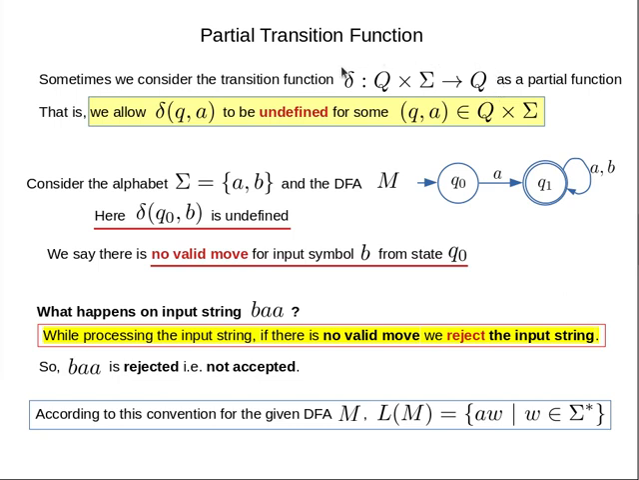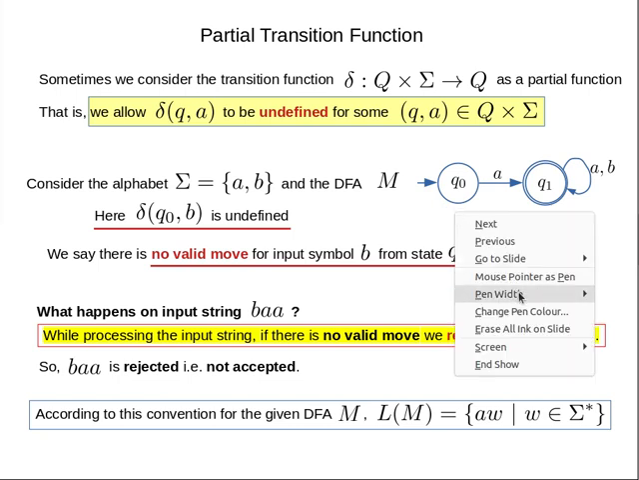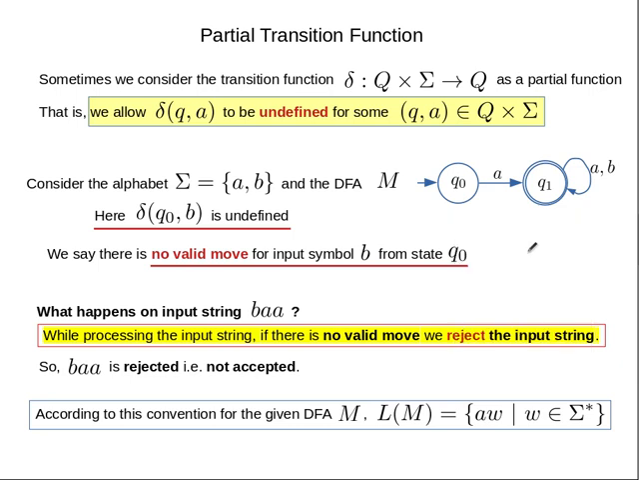So what do we mean by partial function? That is, for some q and some symbol a, this delta(q, a) can be undefined for some pairs. So in the transition diagram, how will it look like? Look at this diagram.